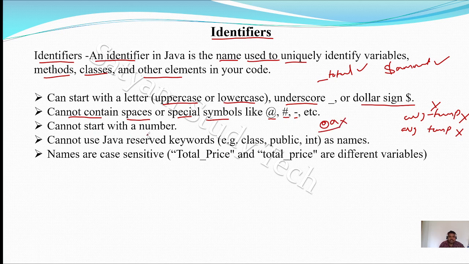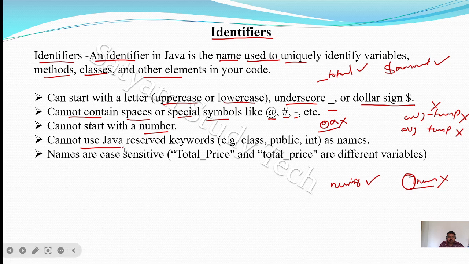An identifier also cannot start with a number. For example, number8 is a valid identifier. But 7number is not a valid identifier because it cannot start with a digit. It can start with letters, uppercase or lowercase, or an underscore or dollar sign. So those are valid identifiers.